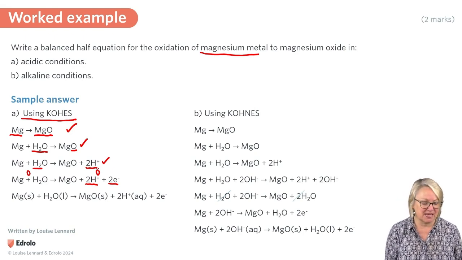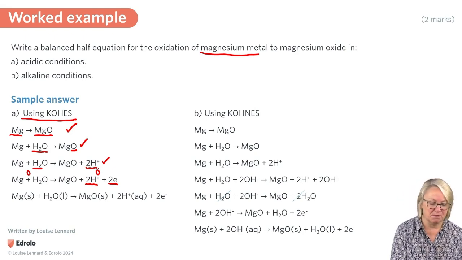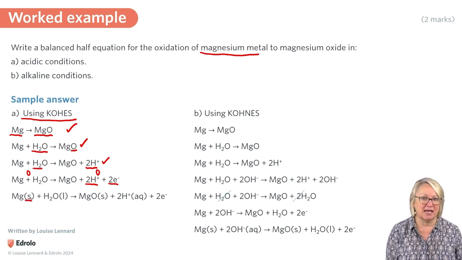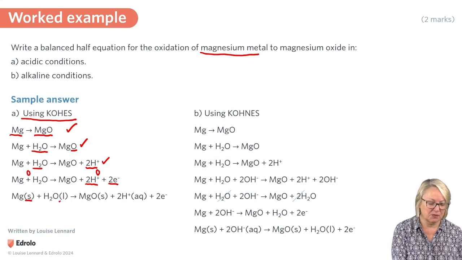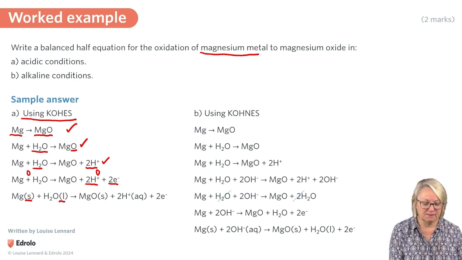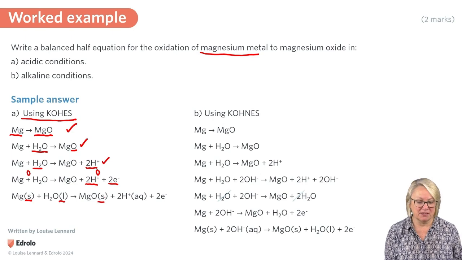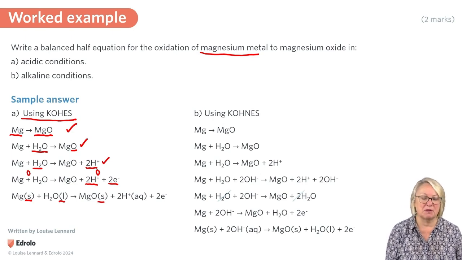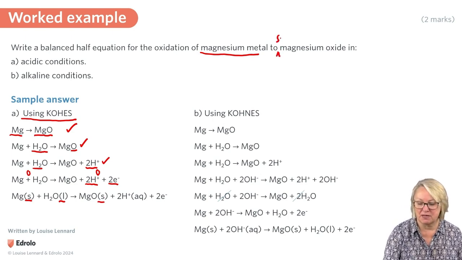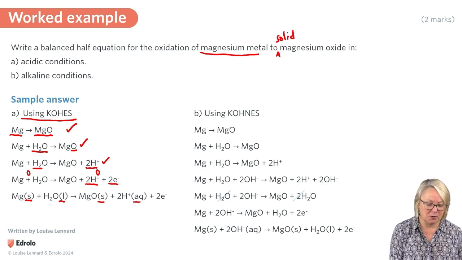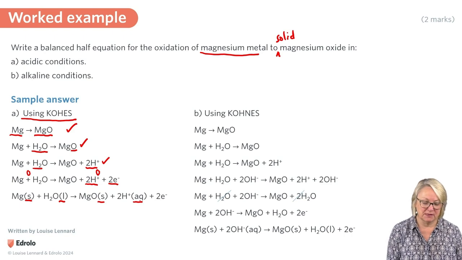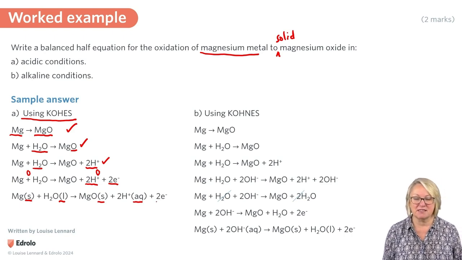And then S for states, where we're told that we had magnesium metal. So the state of that at room temperature is a solid. Water is a liquid. The magnesium oxide is a solid, and that could sometimes be given in the stem of the question. H+ ions are aqueous because they're dissolved in water, and electrons don't have states.